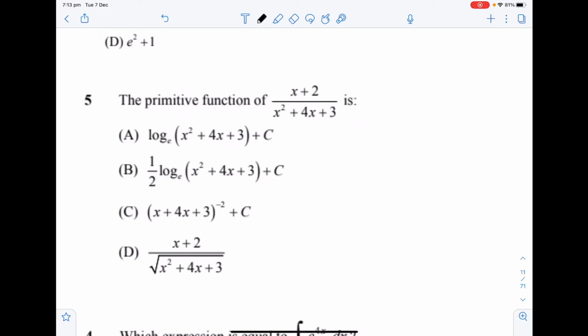Good. Your numerator has to be the derivative of your denominator. So what does our numerator have to look like? Do it yourself. Don't say it out loud. Do it yourself. Elisa, you too. Do it yourself.